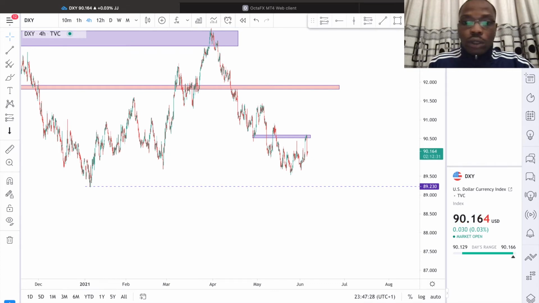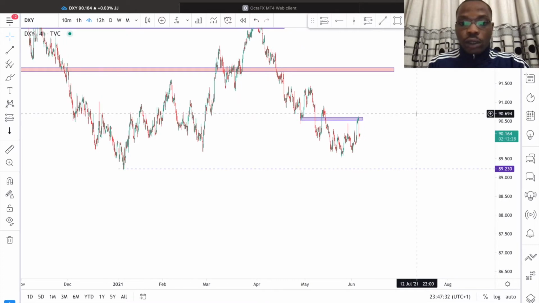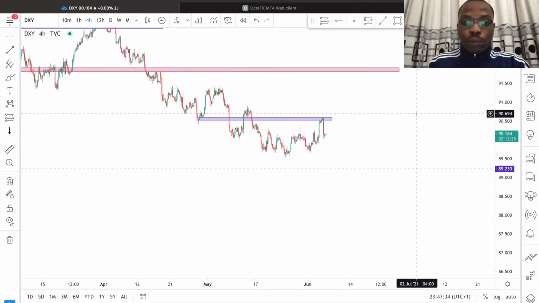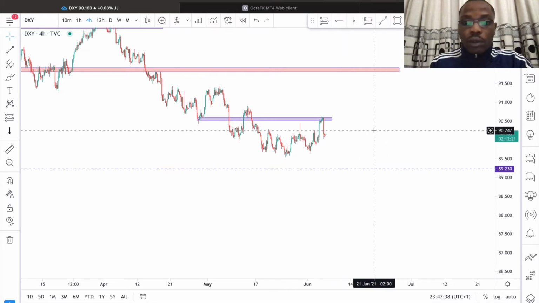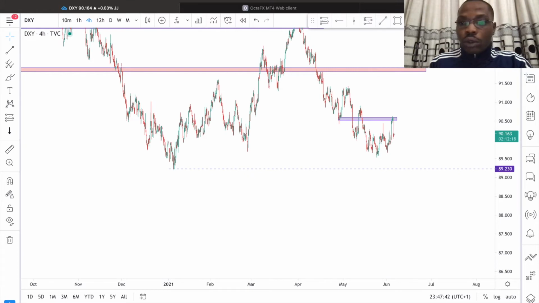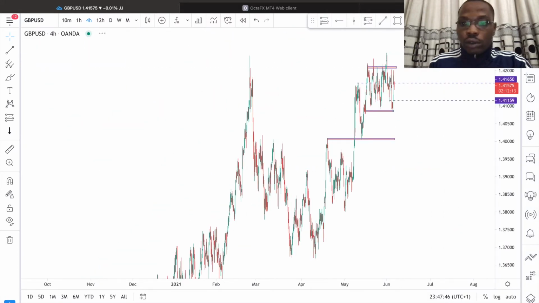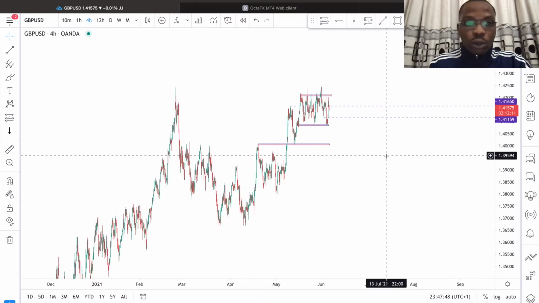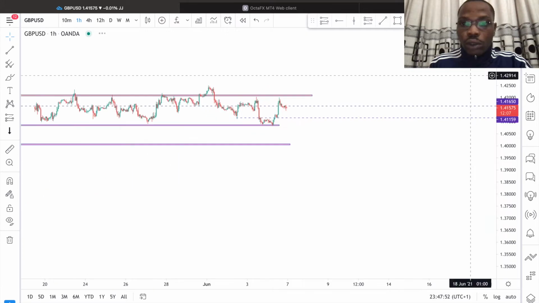So now we have our bias on the DXY. You can see a near-term bearish dollar. So we move to the GBP USD. Now let's see what we have cooking up for the week. So, going to the 1 hour time frame.